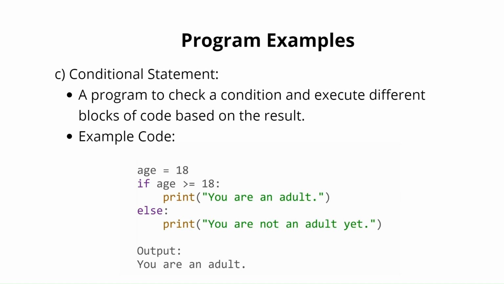So the value that we have given right now is 18. So you will be getting an output as "you are an adult". But if you give age equals 17, which is lesser than 18, then at that point you should be getting an output as "you are not an adult yet".